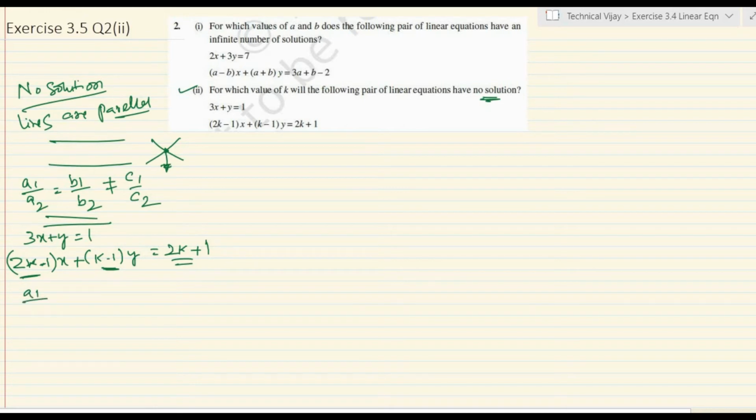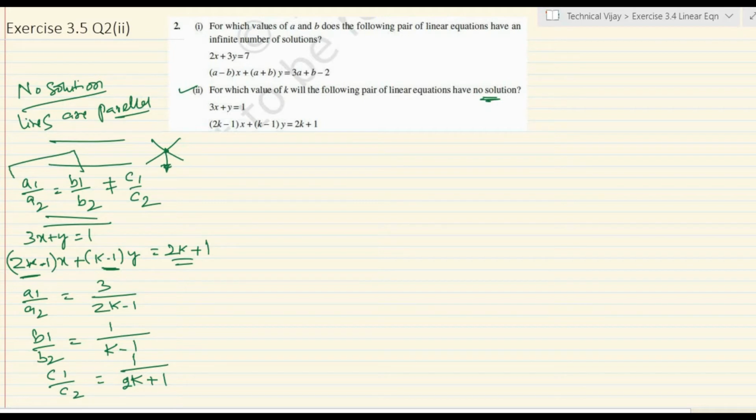So here a1 by a2 is equal to 3 divided by 2k minus 1, and b1 by b2 is equal to 1 divided by k minus 1, and c1 by c2 is equal to 1 divided by 2k plus 1. So here the condition is a1 by a2 is equal to b1 by b2. This must be satisfied. So first we will take these two, that is a1 by a2, 3 divided by 2k minus 1, this is equal to 1 divided by k minus 1.